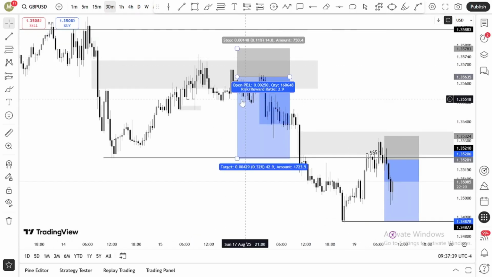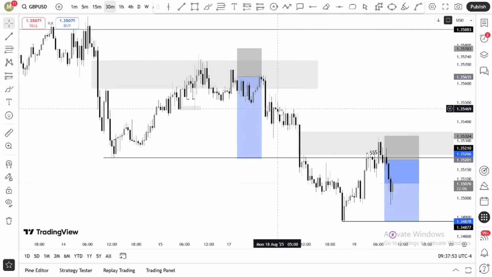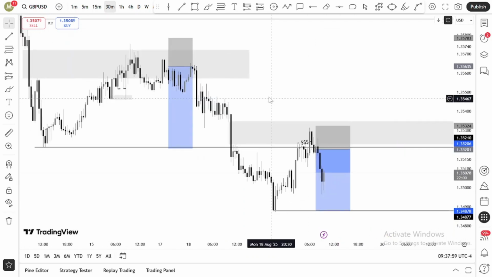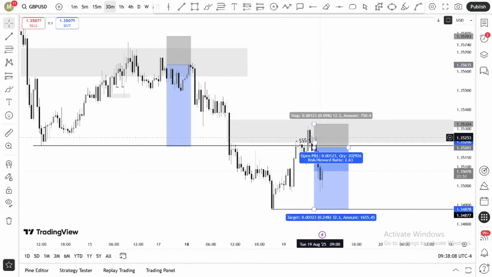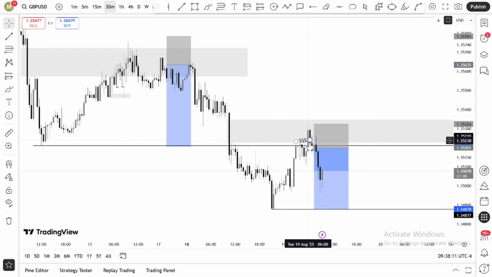Okay guys, you can see I was expecting price to come to this point so I can pick an entry here. Let me adjust this. I was expecting price to give me an opportunity here, but that did not present itself. Okay, so the market took out this low and presented a fair value gap here. So when price presented this fair value gap, I went ahead to look for a trade opportunity here. So I picked an entry here.